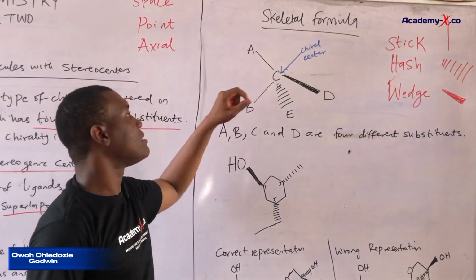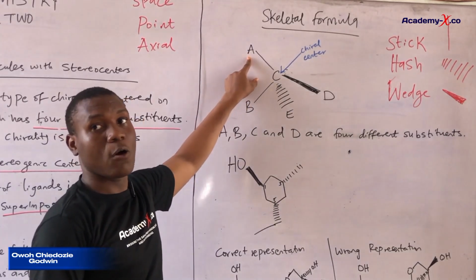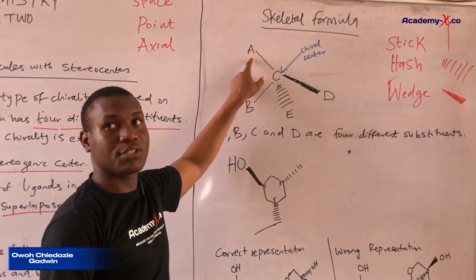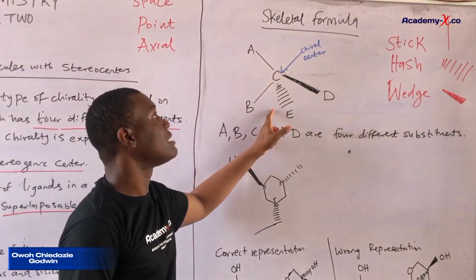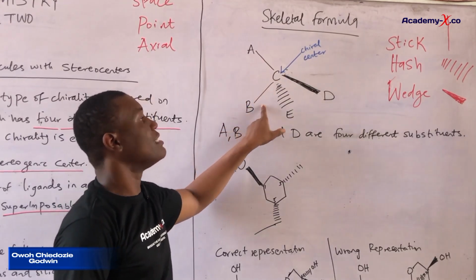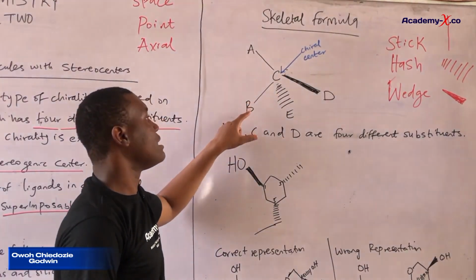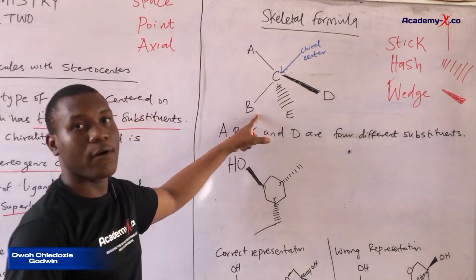So the spatial arrangement here means that A is a substituent on a stick bond. This substituent is directly on the plane we are drawing this skeletal formula. B is also on a stick bond, which is directly on the plane we are drawing this skeletal formula.